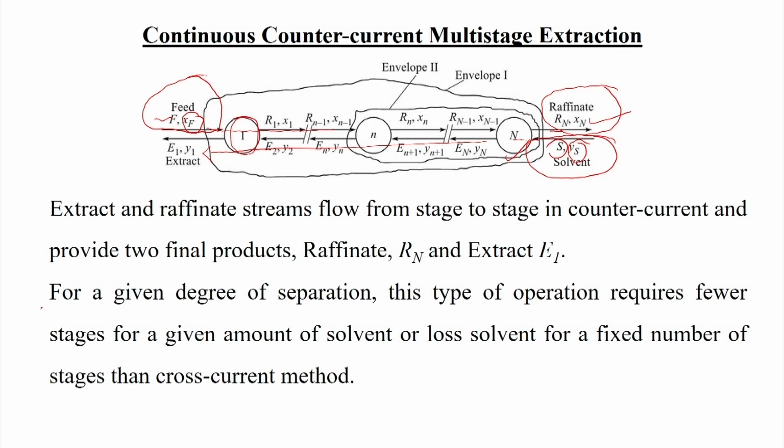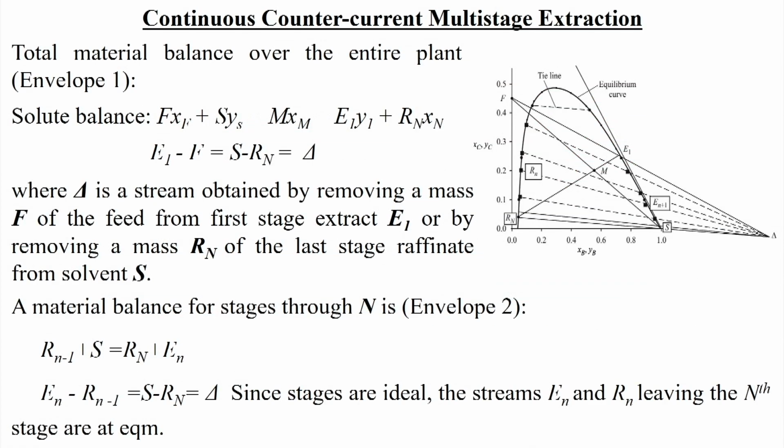For a given degree of separation, this type of operation requires fewer stages for a given amount of solvent, or less solvent for a fixed number of stages, than the cross current method we discussed previously. So, compared to the cross current extraction process, the countercurrent extraction process is more economic. Here we will also be discussing the step by step procedure for the design of the multi-stage countercurrent extraction process.